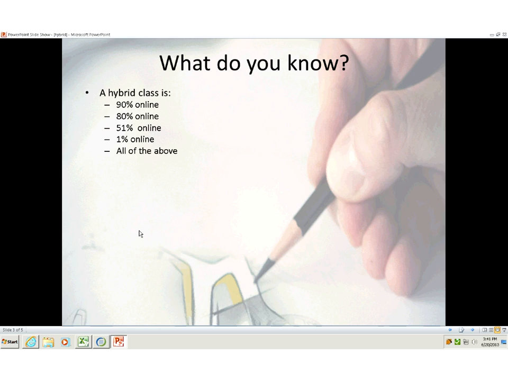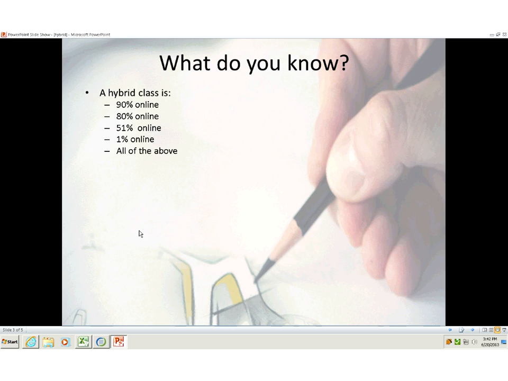So here's a class. A hybrid class is, and you can pick one of those: 90%, 80%, 51%, 1%, all of the above. What do you think? 51%. How many say 51%? Okay, folks at home, there are about 7 or 8 hands raised here. How many say 80? 90? 1%? How many say 1% online is a hybrid class? Okay, you're right.